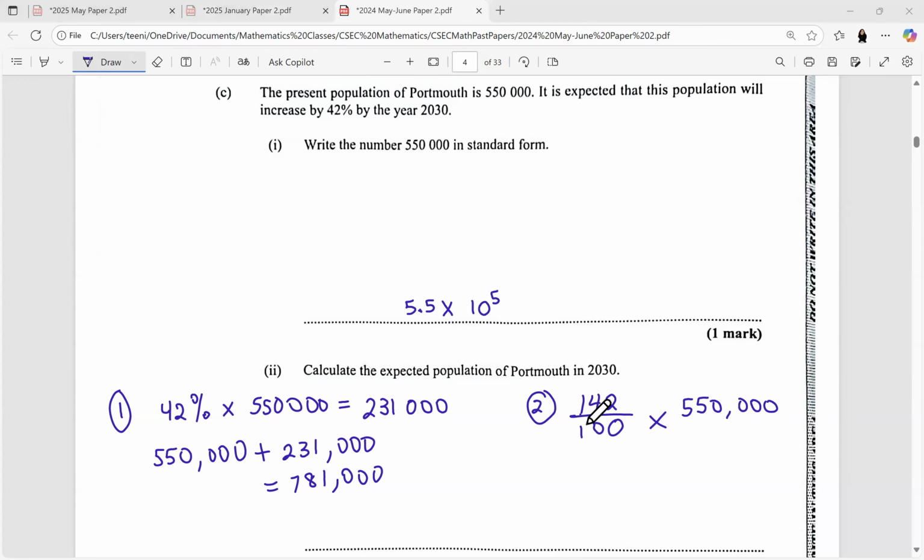Oh, Josh is on a break. Joshua, can you check 142% of 550,000 and see if you get 781,000? You said 142,000%? 142% of 550,000. Okay.